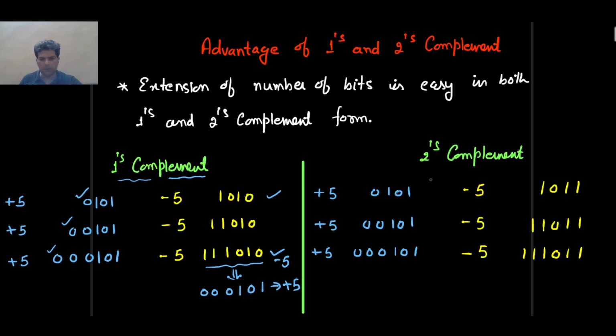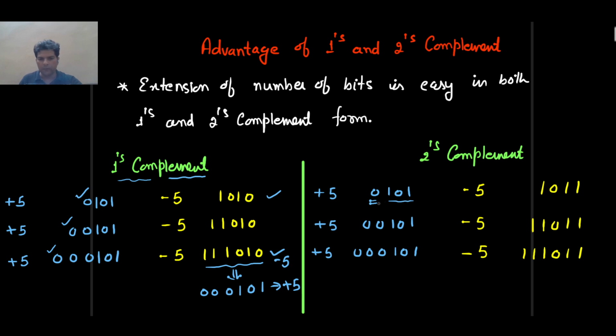If we apply the same concept, then we can easily extend the number of bits. See here again one more time. How do we represent plus 5 in two's complement? 0101. A positive number in two's complement is represented the same way as in the ones complement and in the sign magnitude form. The MSB is reserved for the sign, and the rest of the bits are responsible for the magnitude. So this is plus 5.